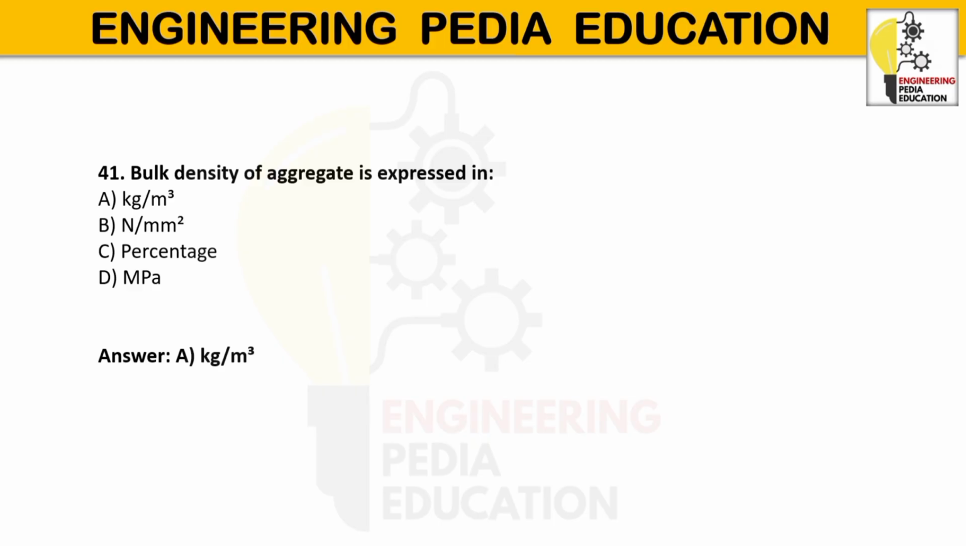What is its significance? It helps in concrete mix design, is used to determine voids, indicates how well aggregates are packed, and affects strength and economy of concrete. Factors affecting bulk density: shape of aggregate, rounded gives higher density; size and grading; degree of compaction; moisture content.